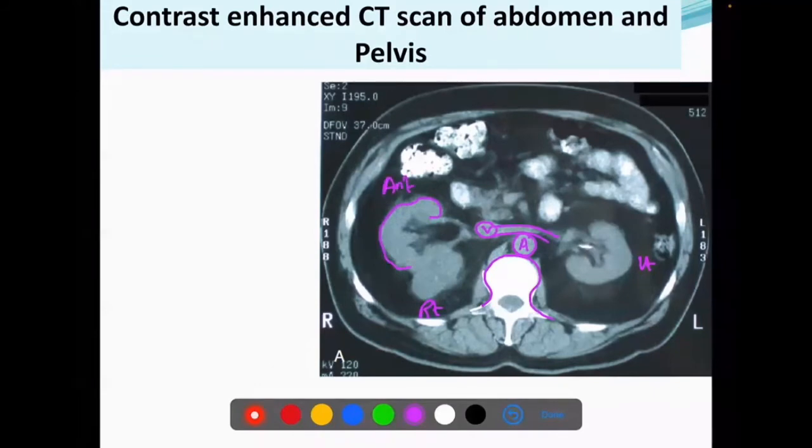This is the posterior part of the body. You can see there's some irregular isodense or hypodense mass arising from the posterior aspect of the kidney, the right side.